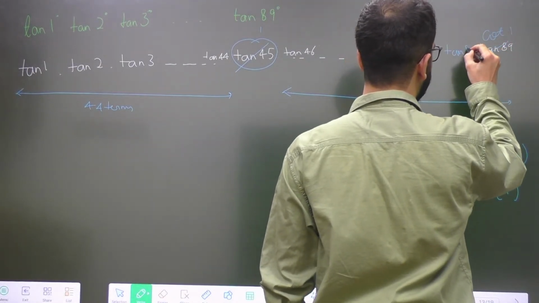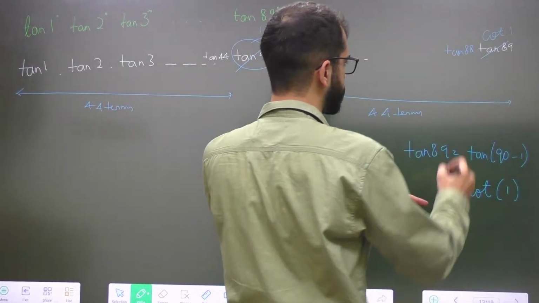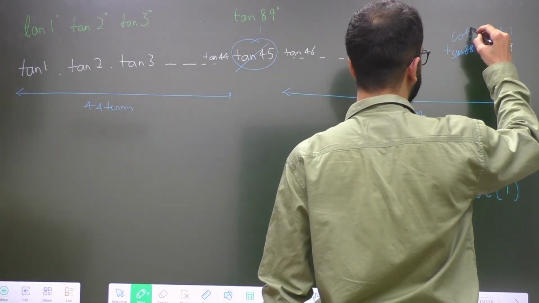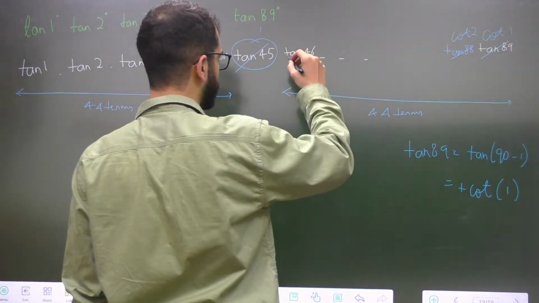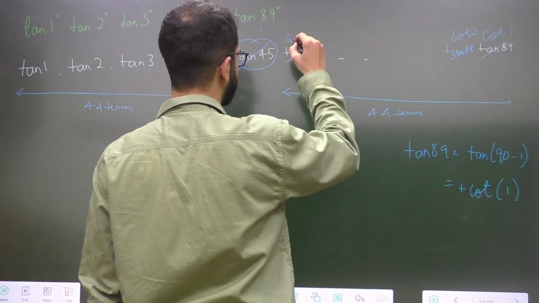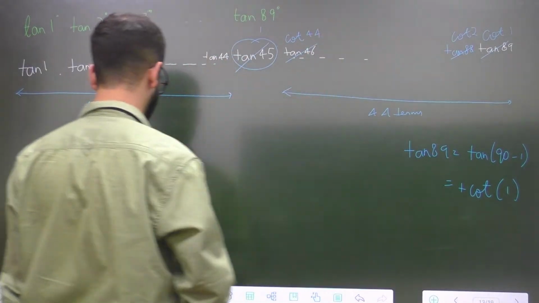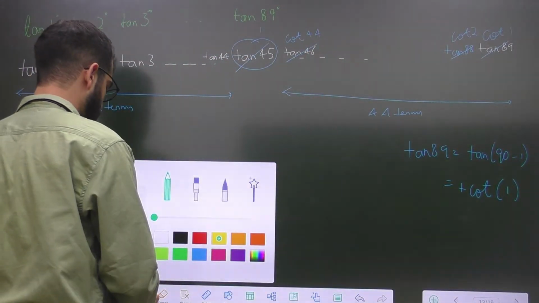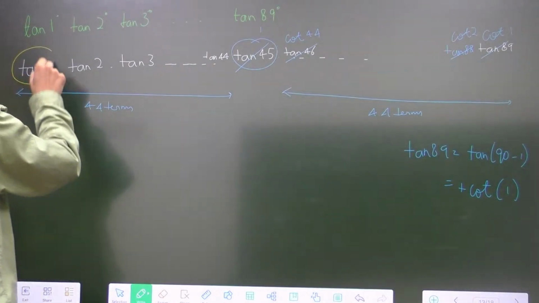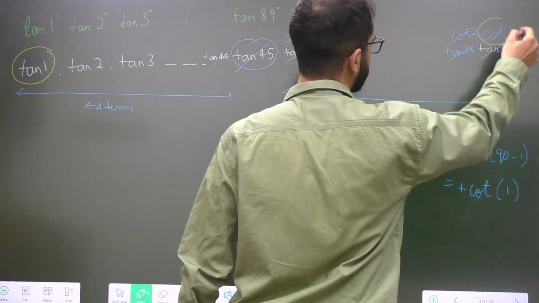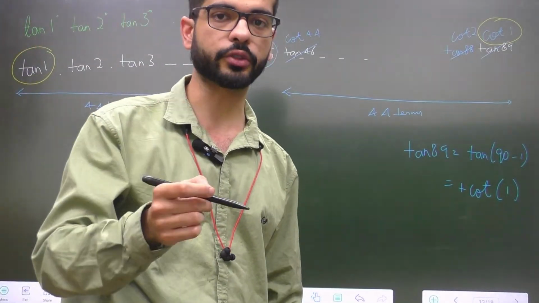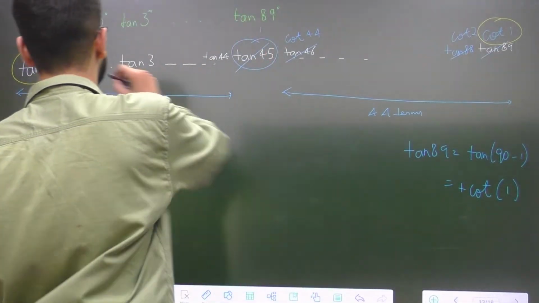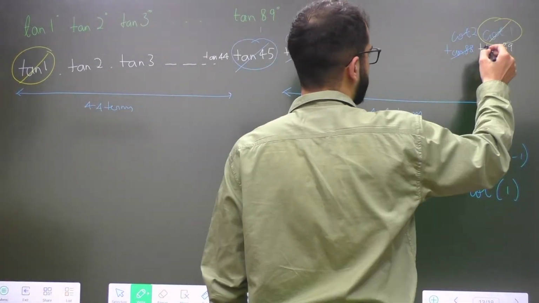Before tan 89, I'll have tan 88. Similarly, I can call it cot 2. And all the terms are going to follow the same sequence. Tan 46 will be written as cot 44. Now let's see what's happening. If I have tan 1 over here and I have cot 1 over here, tan theta and cot theta are reciprocals. Tan theta into cot theta will give me 1. So tan 1 and cot 1 will give me 1.